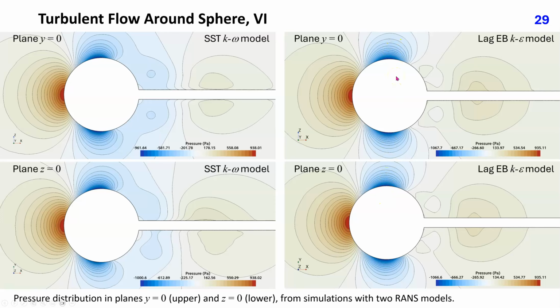The pressure distribution is nearly axisymmetric in the solution obtained with the Lag EB k-epsilon model, while the solution from the SST k-omega model is symmetric in the plane y equals 0, but highly asymmetric in the plane z equals 0.